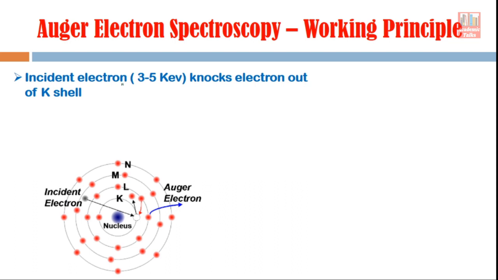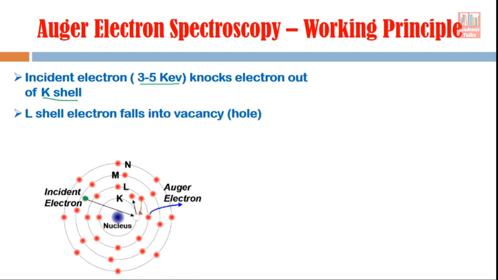If an incident electron having energy 3 to 5 kilo electron volt, so you can assume that this is the incident electron here, strikes this atom and knocks out one electron from the K shell. So this is the K shell, and this incident energetic electron knocks out one electron from this shell. So this electron has been knocked out from the shell. So what will we get? We will get a vacancy here in the K shell.